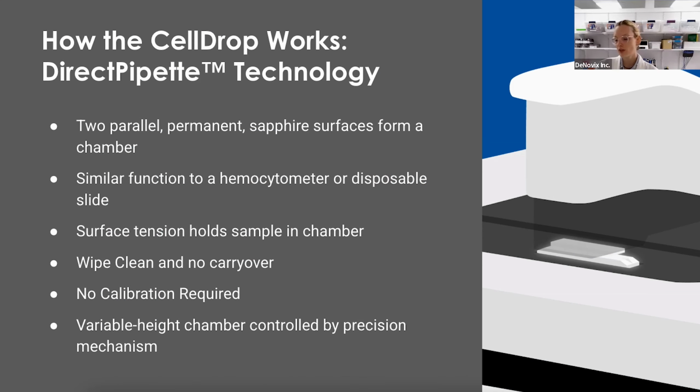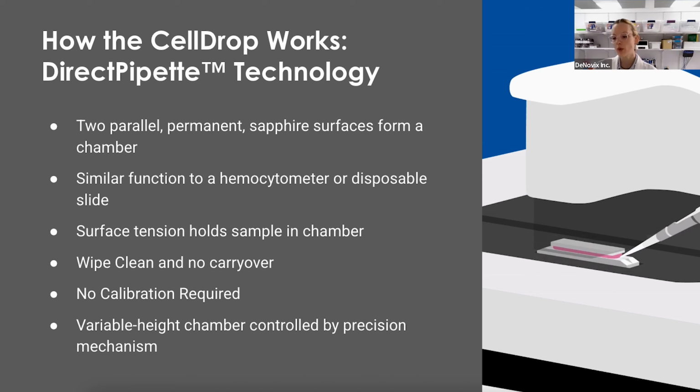How the CellDrop works without using any slides is that there are two pieces of optical grade sapphire. They are parallel and permanent. When they come together, they create a chamber that functions similarly to a hemocytometer or disposable slide, which you might be more familiar with. Capillary action will pull the sample into the field of view. Surface tension will keep it in there. And when you're done, you'll wipe the sample surfaces with a Kim wipe and there won't be any carryover.